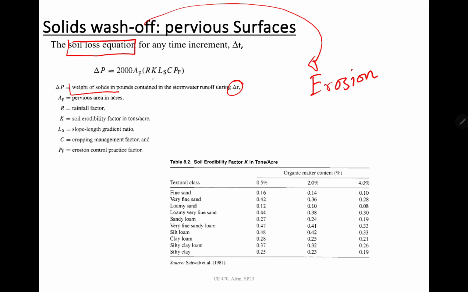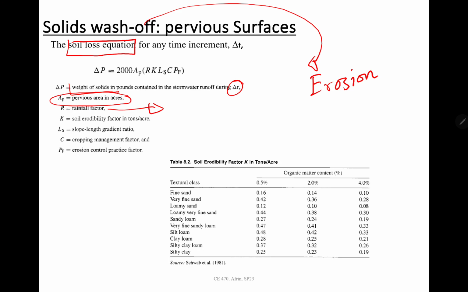Now if we look at the different parameters, we will understand why for pervious surface we use the erosion equation. Just think about what factors can affect the erosion. The very first thing is the area. If the area is big, obviously the erosion will be big. Then the rainfall factor: is it a 5-year rainfall or a 10-year rainfall, what is the amount or magnitude, and what is the duration of the rainfall.